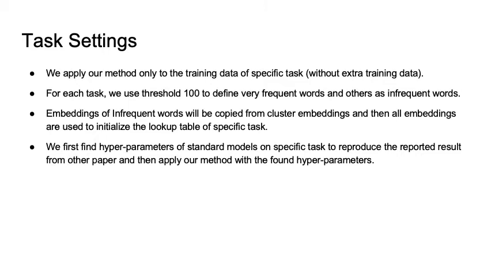As for the task settings, first, we apply our method only to the training dataset of that specific task, without extra training data. Second, for each task we use a threshold of 100 to define very frequent words, as mentioned before, and the others as infrequent words. Third, as we mentioned before, the embeddings of infrequent words will be copied from the cluster embedding, and then all embeddings are used to initialize the lookup table of downstream tasks.